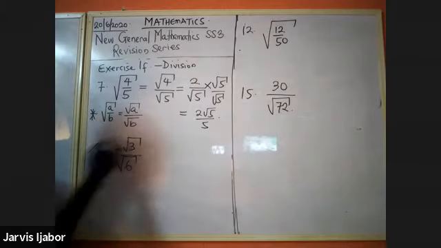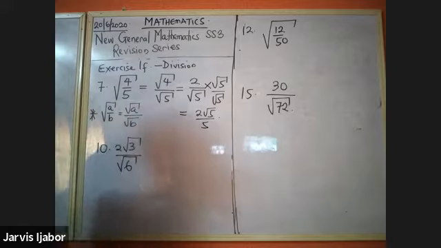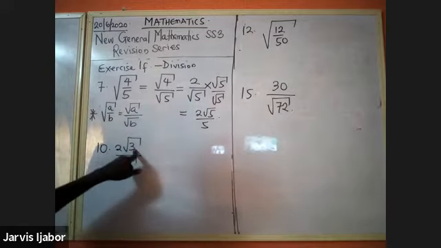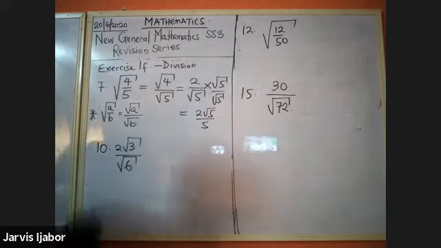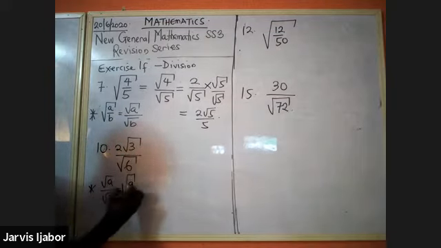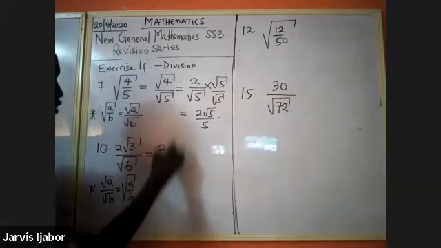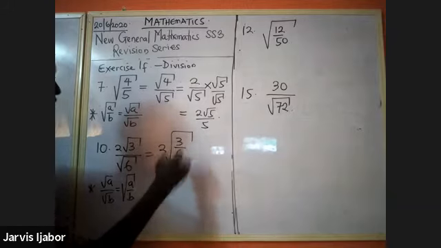Now look at this one. Look at this. Some of us will just say, oh no, we'll just rationalize. But look at this. There's something here. Remember that we have said that the square root of A over the square root of B is the same thing as the square root of what? A over B. So I'll apply that knowledge here. I'll have 2 the square root of what? 3 over 6. Is that not?